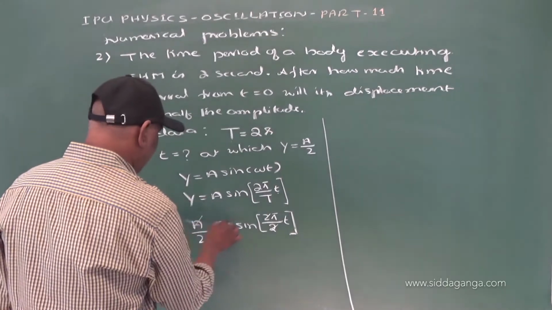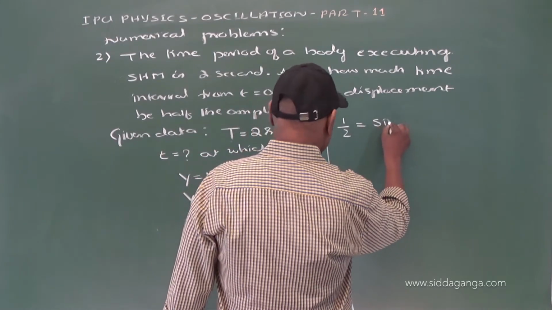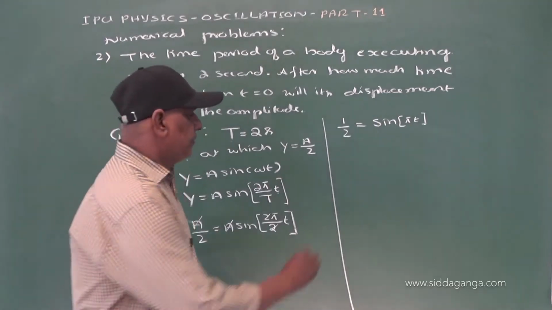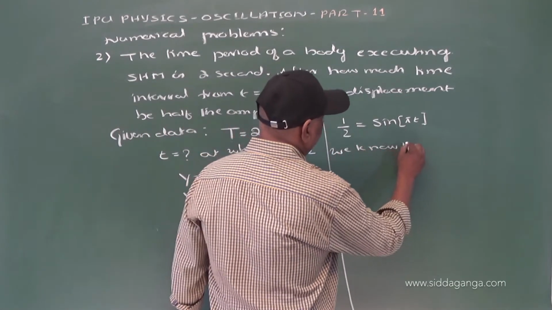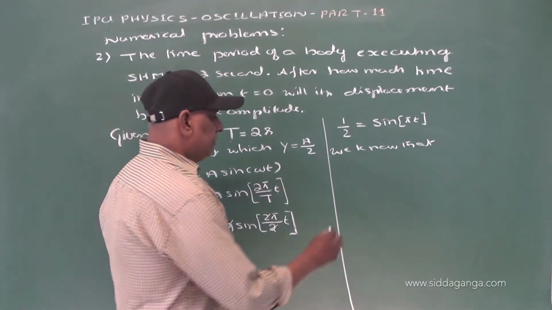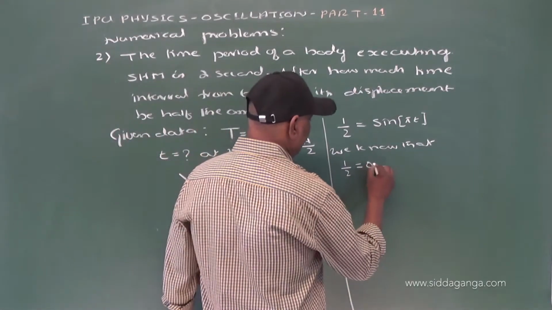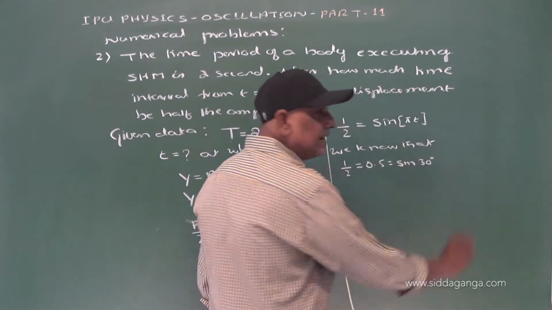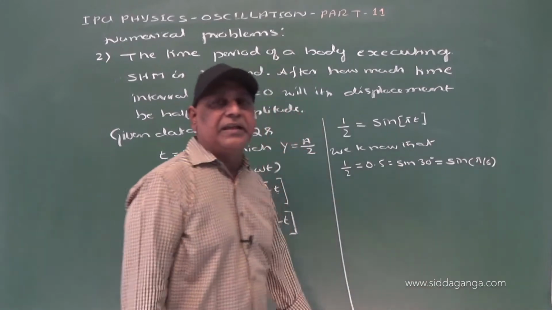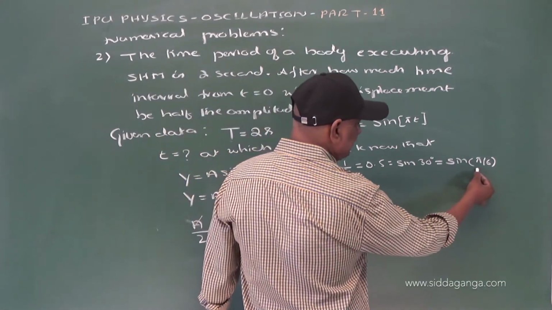Now we get the pi to cancel. We have half is equal to sin pi t. But from trigonometry, half, that means 0.5, is equal to sin 30 degree, or it is equal to sin pi by 6. 30 degree in terms of pi radian is pi by 6 radian. Therefore half is equal to sin pi by 6.